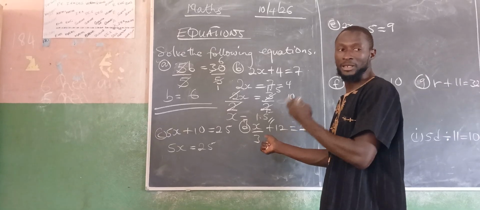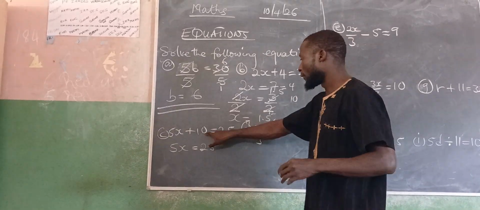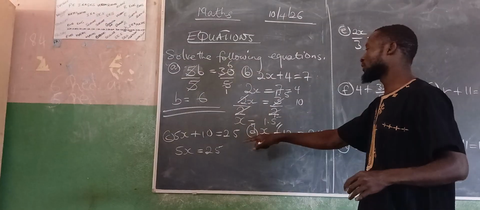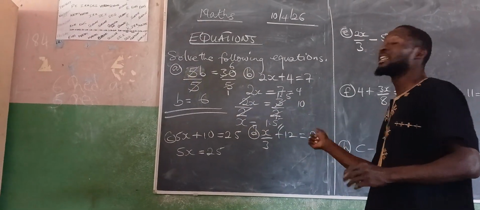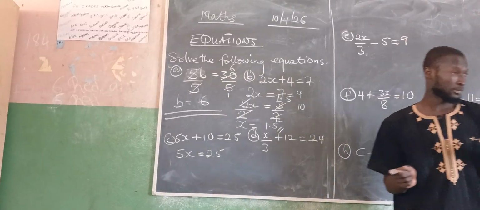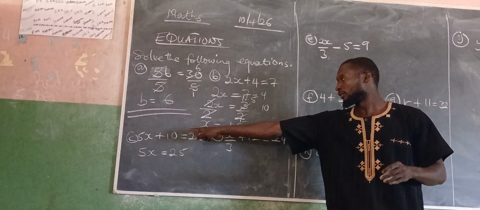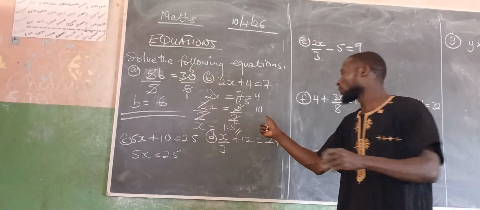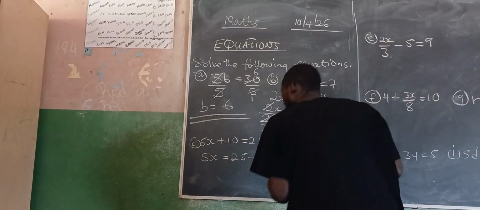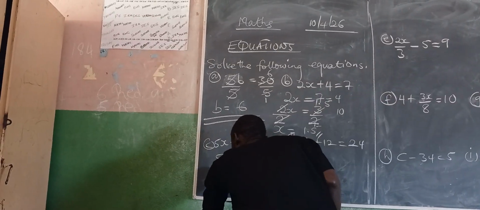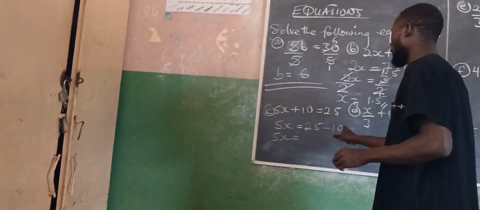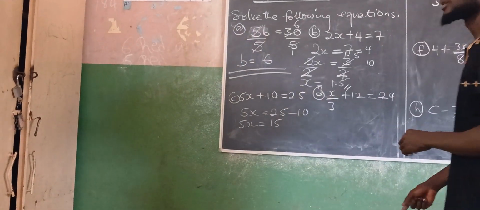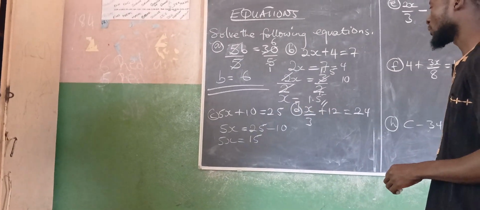Because we are trying to collect what? The like terms. So now remember, if you look at 10, what is the sign of 10? Plus. So when 10 jumps and moves to the right hand side, the sign of 10 will change. Okay? So meaning, if we all understand the sign of 10 is what? Plus. So when it moves, it becomes what? Minus 10. Okay? So now we are going to continue: 5x is equal to 25 minus 10 is how much? 15. 25 minus 10 is 15. So we have 5x is equal to 15.